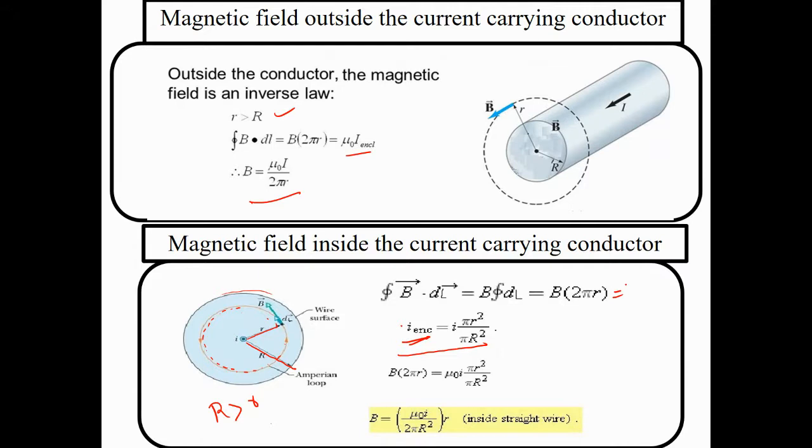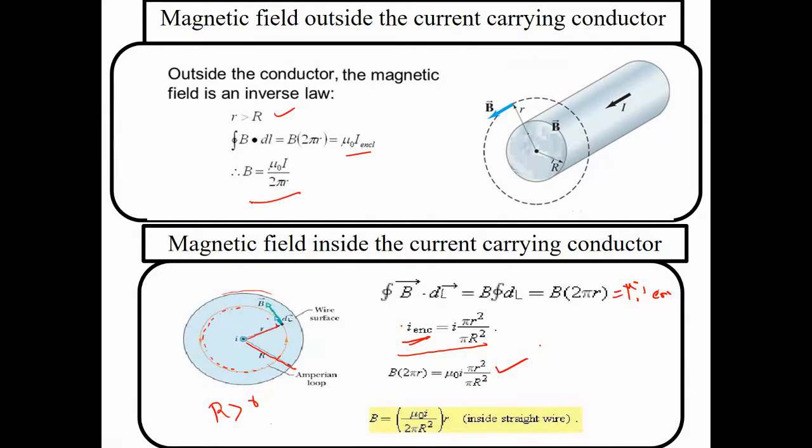When you substitute the value of I enclosed here, what will happen? Finally, you will get this equation. So if you have any question, first of all, my dear, just read each and every point from the question very carefully. What is your actual capital R? What is your small r? The actual capital R is nothing but the radius of the wire. And what should be the circle?